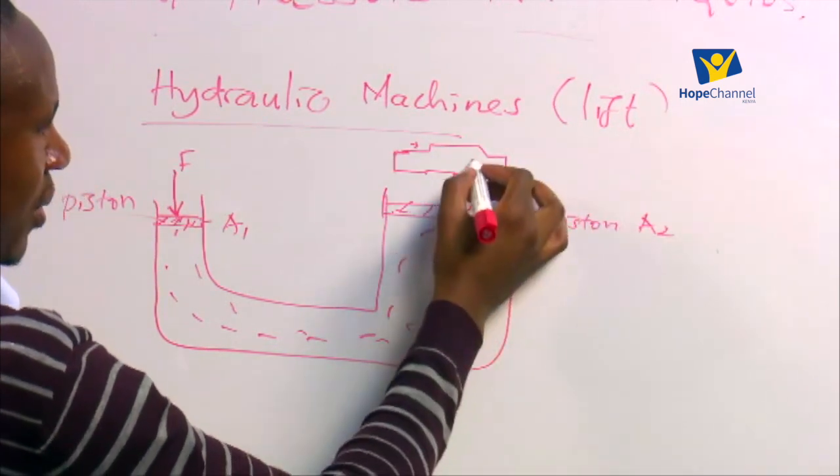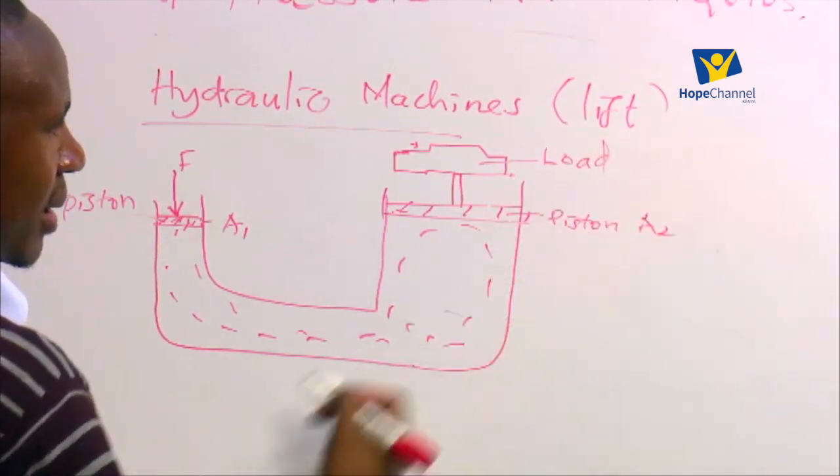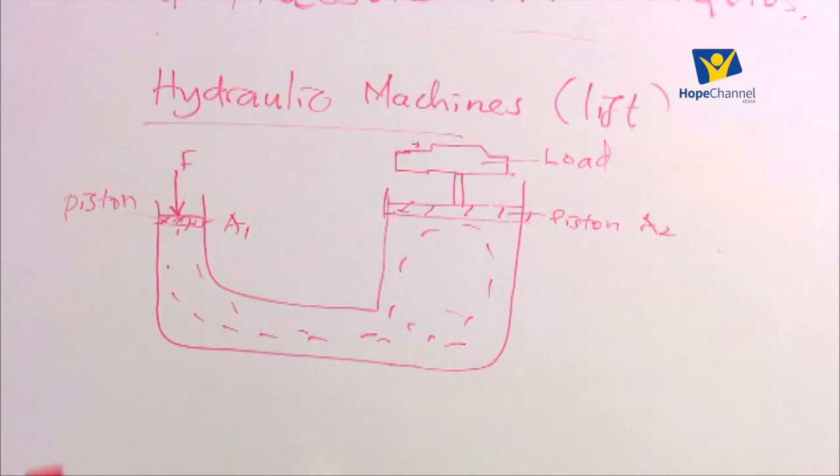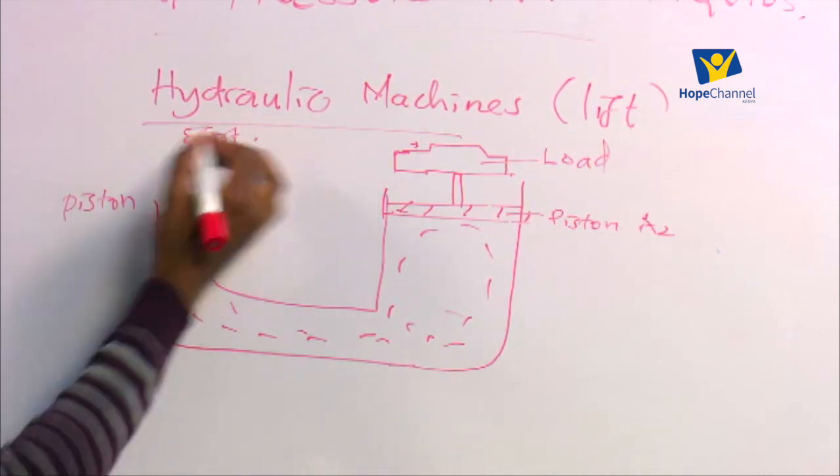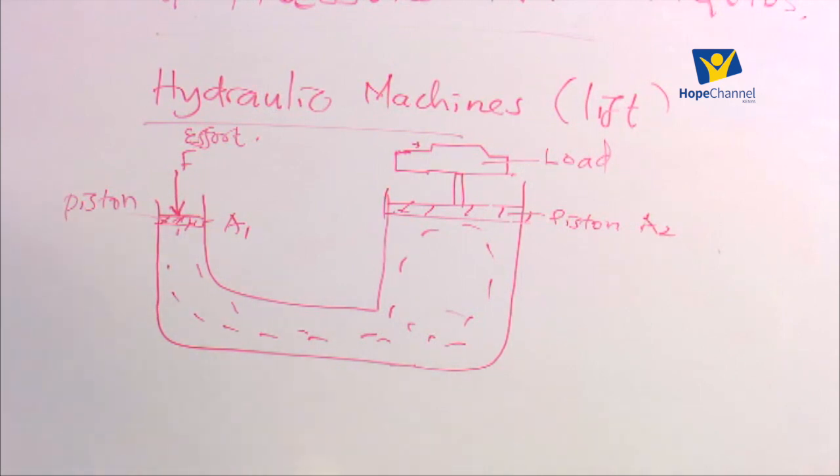This wide area is where we have the load, the car or whatever you want to raise, and we are going to exert our force. This force is called the effort. So a hydraulic machine is used to raise some heavy loads that you cannot raise without using a machine, because they are quite heavy.